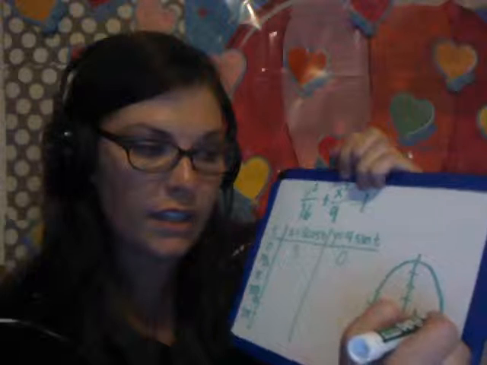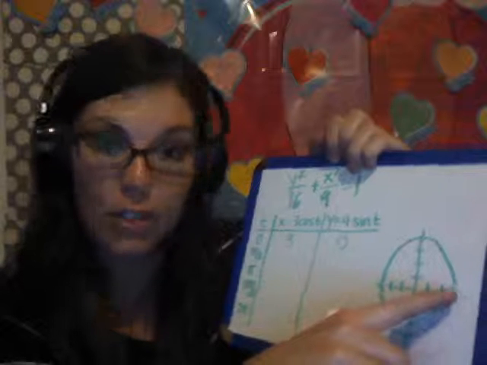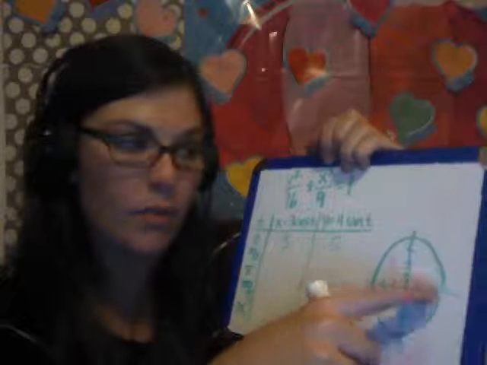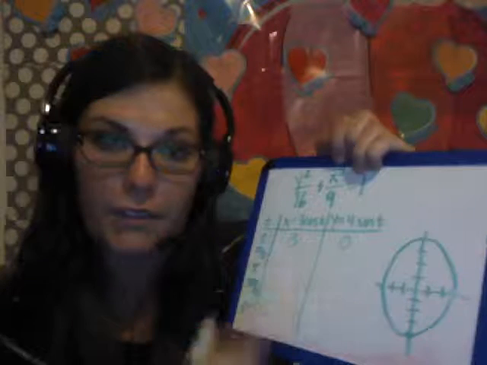So let's go to (3, 0) and place a mark there. And now we must determine in what direction I am moving. Am I going counterclockwise or am I moving clockwise?